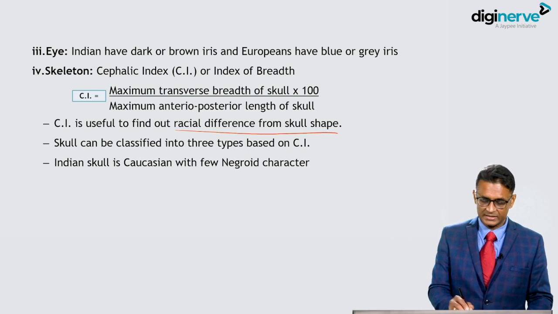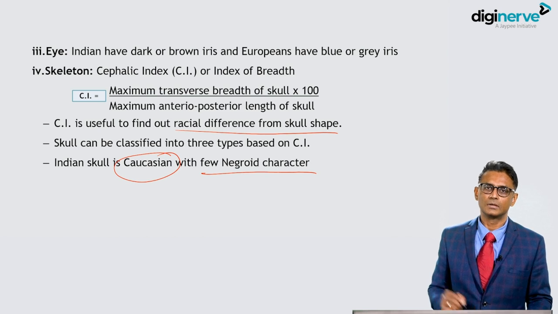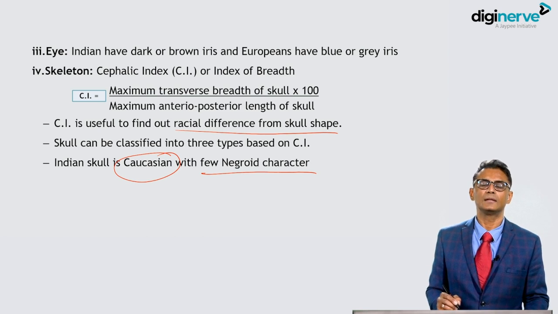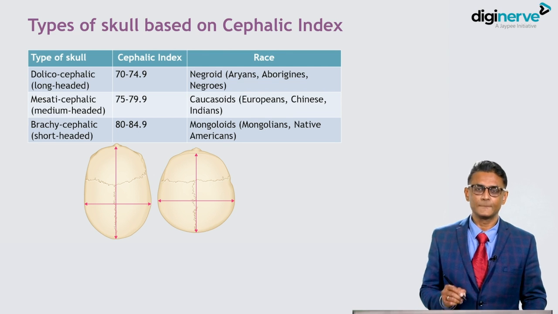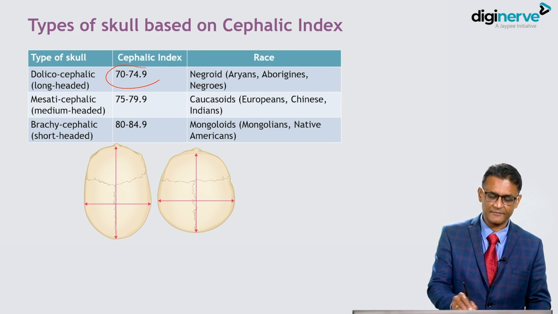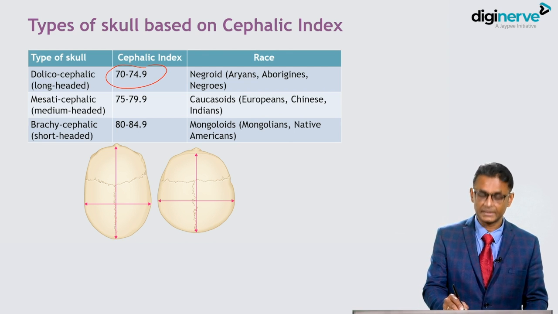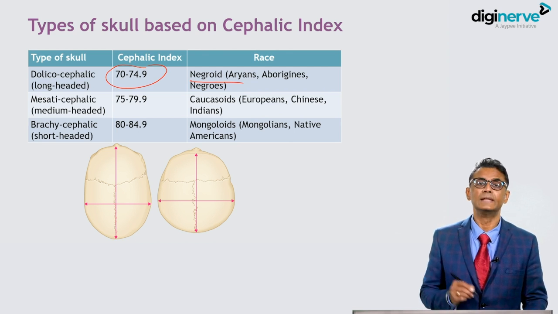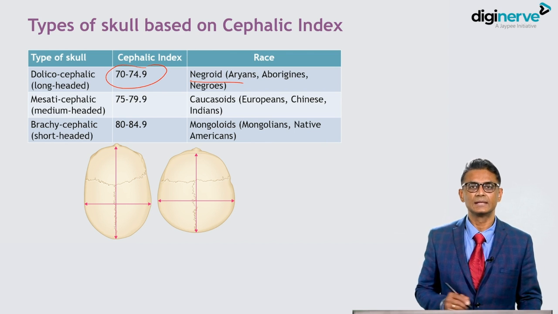The Indian skull is Caucasian with few negroid characters. So what are the types of skull based on cephalic index? The dolichocephalic, where the cephalic index is 70 to 74.9, and the race of the skull is negroid. The Negroes, the Aryans, the Aborigines are included under this, the dolichocephalic or the long-headed skull.